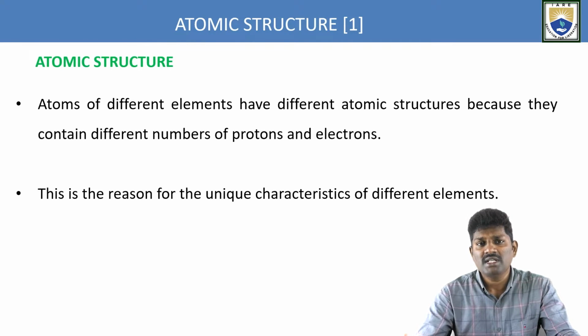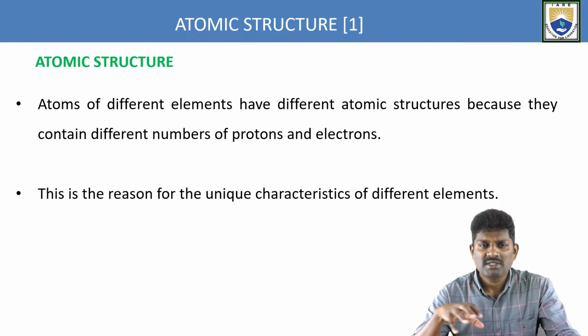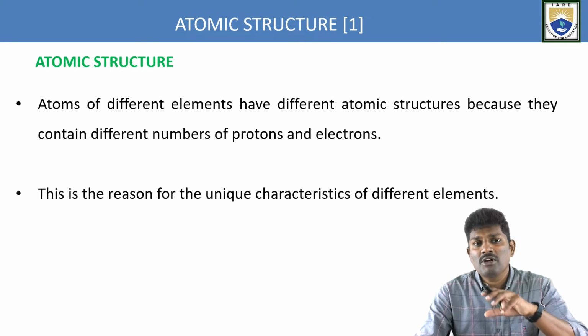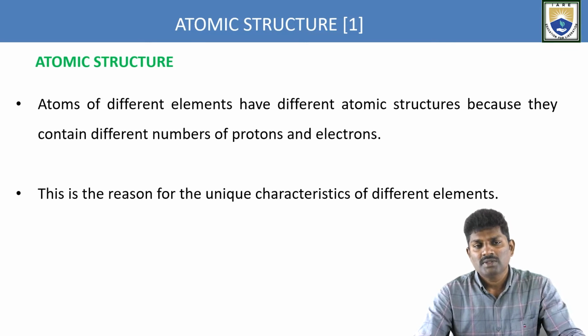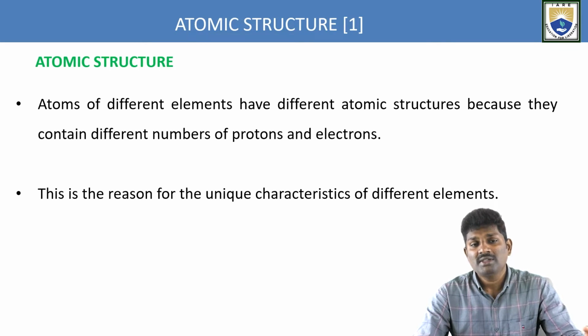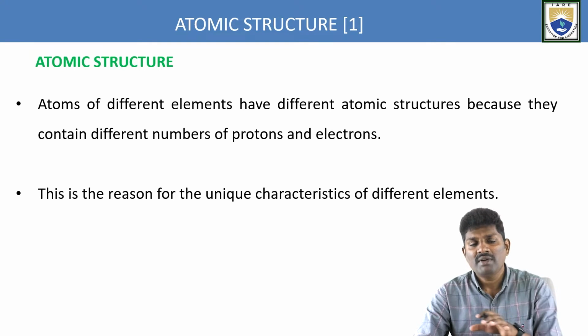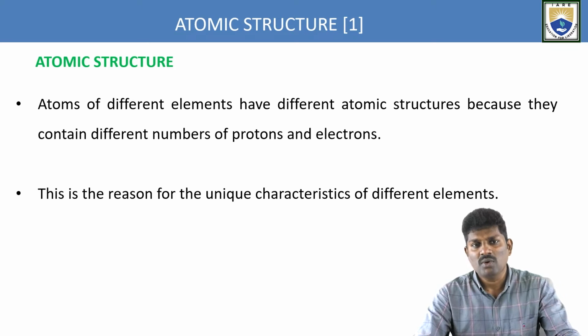How do you differentiate the characteristics of each element? Based upon the atomic structure, and this atomic structure is developed based upon the number of protons and electrons present in the atom. That's why you can easily differentiate or characterize each atom based upon the number of protons or electrons present in it. So that is the atomic structure, how it varies, and it is different for each element. Each element or atom has its own atomic structure.